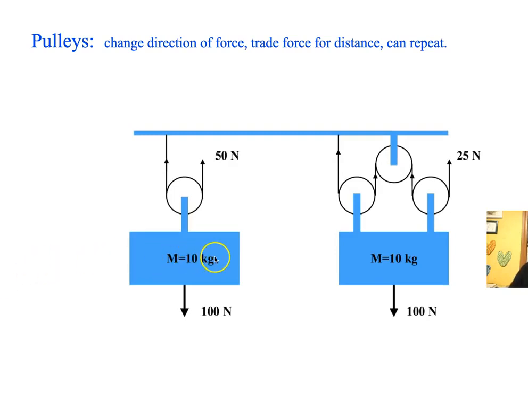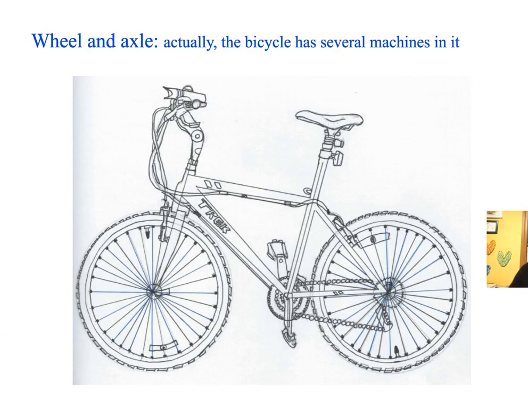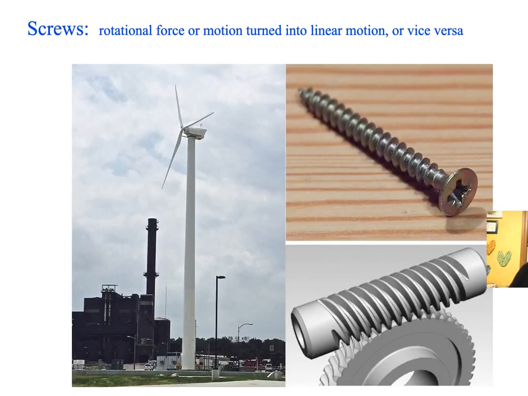And then these are pulleys. You can lift a 100 newton weight by only exerting 50 newtons if you use a pulley. If you use 3 pulleys, you can lift 100 newtons with only 25 newtons of force. Okay, so that's what pulleys do for you. Here's a bicycle, by the way. Bicycles actually have 3 or 4 different of these basic machines built into them. A bicycle is very efficient.